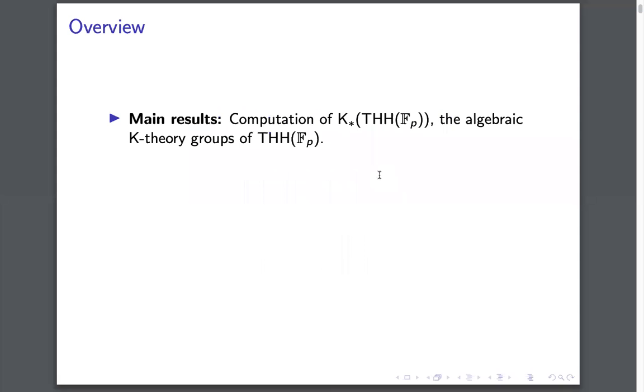That's our main result. So the main result of this work is the computation of the algebraic K-theory groups of THH-FP. In order to prove this result, along the way we also provide a new identification of THH-FP as an E2 algebra. That's something we believe to be of interest on its own, because THH-FP is a pretty fundamental object in trace methods. And it's also something that we proved in order to aid our computations.